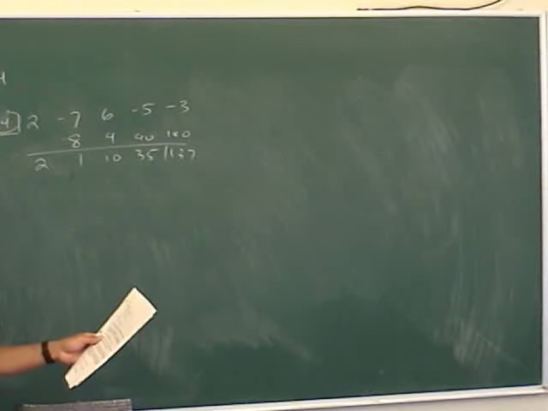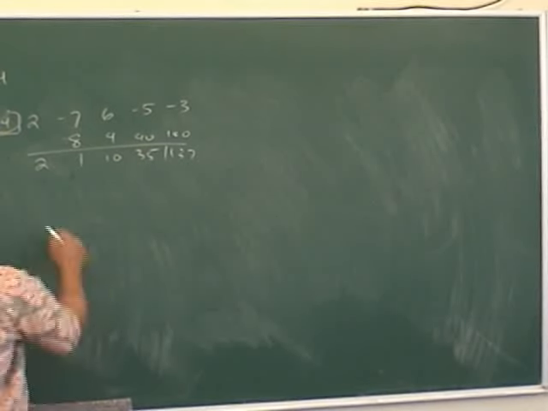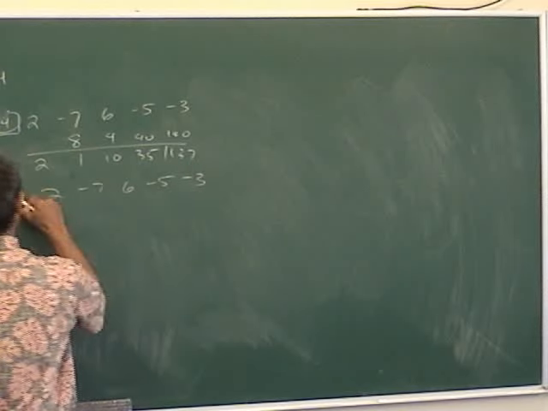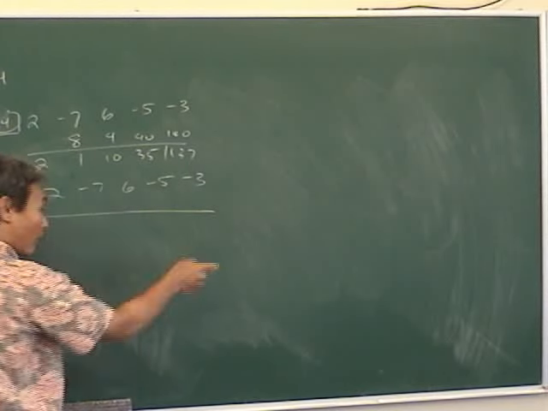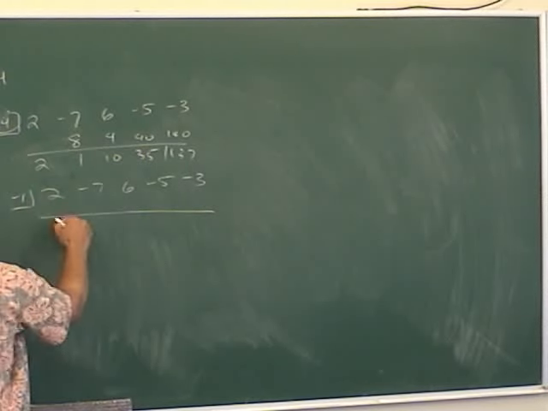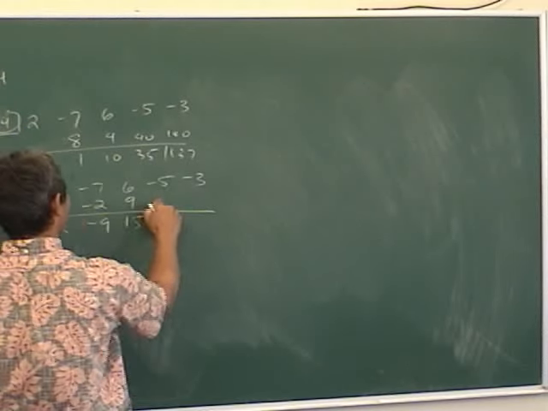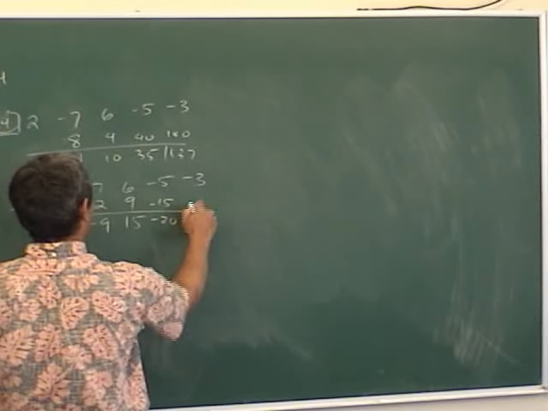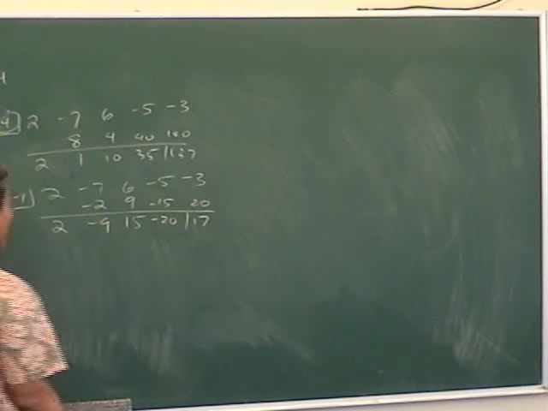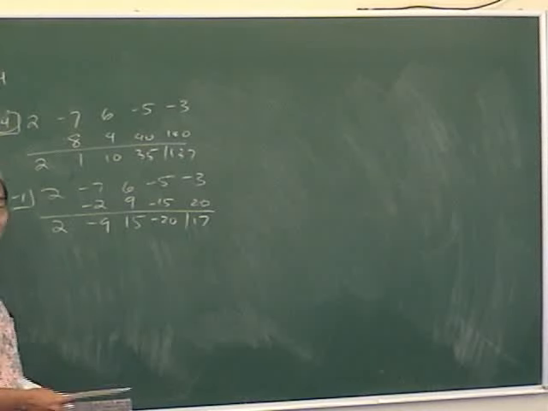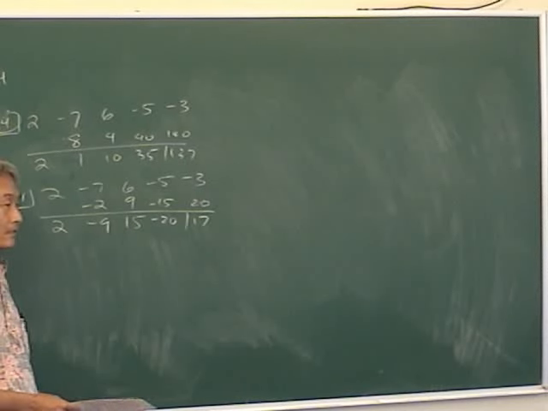Now it says find the largest negative number that's a lower bound. So what number should I try? What are we looking for in a lower bound? We're looking for alternating signs. Okay, so drop the 2 down. -2, -9, 9, 15, -15, -20, 20, 17. Is -1 a lower bound? Yes, because it's alternating. So there you go. We got it on the first one. That's all you look for.